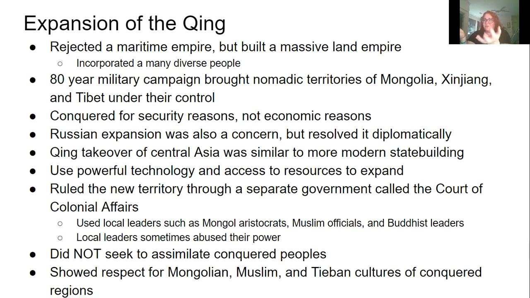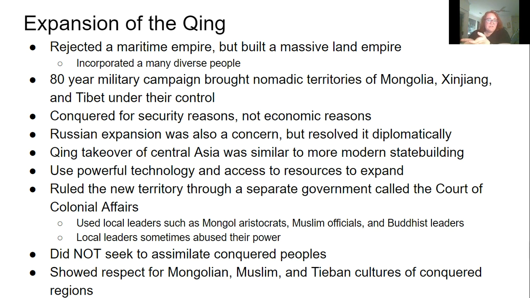They conquered for security reasons, not economic reasons. Russian expansion was a concern, but it was ultimately resolved diplomatically rather than by force. The Qing would ultimately just take over Central Asia. They would use the technology and the resources that they had to be able to expand.